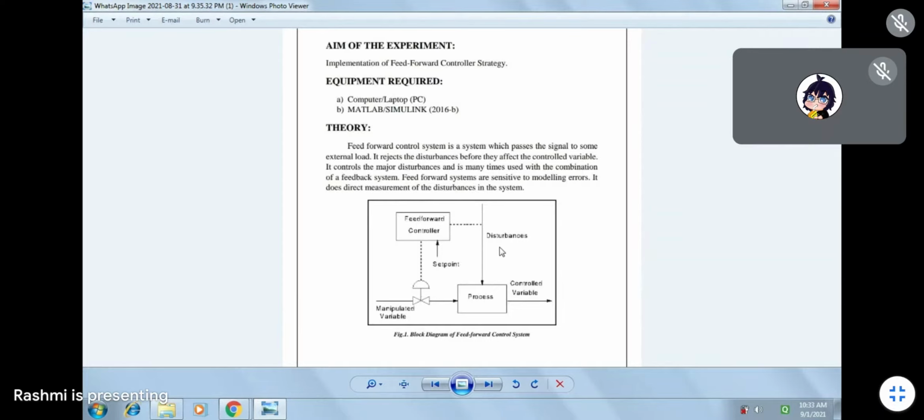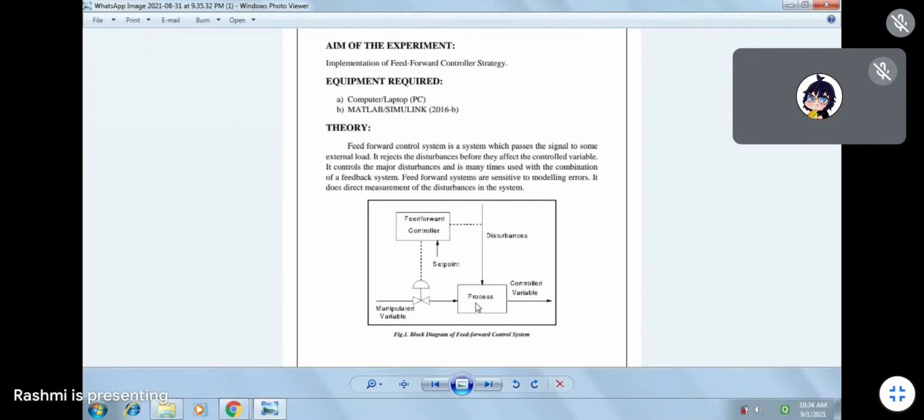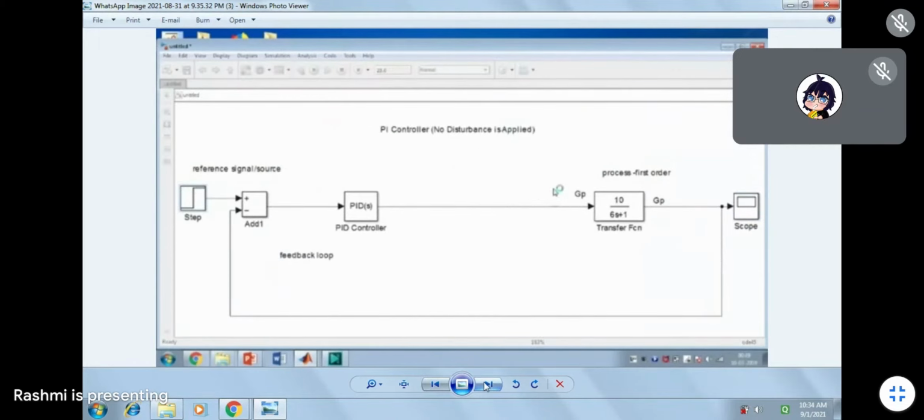It may be first order, or you can take any other. Then we'll change the process value as well, and take another transfer function for it. Then we'll see what changes we get. So your task is first to design the feed forward control circuit without disturbance, then with disturbance, and your feedback will be unity. Your feedback will be unity. Let me show you, one minute. This one, see this.